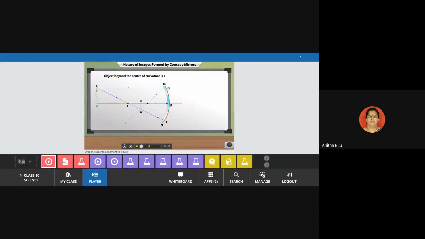Second, you can remember the characteristic features of the image. Two features are there mainly: real, inverted or virtual, erect. Here it is real and inverted. The second feature is size. What about the size? Is it the same size, smaller in size, or larger in size? Here you can see that it is smaller in size.